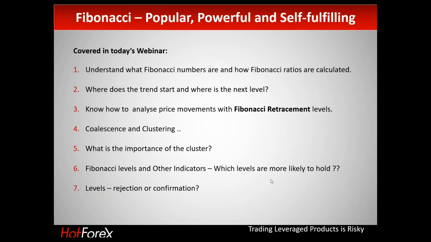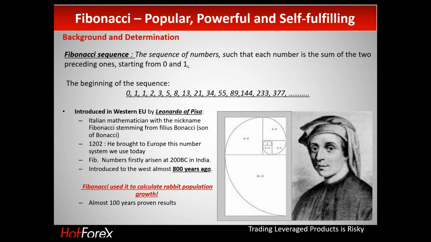So this is what we're going to cover today: understanding what the Fibonacci numbers are, the ratios, where does the trend start, and where is the next level, how to analyze the price movement with the Fibonacci retracement. The coalescence and the clustering, what is the importance of the cluster, Fibonacci levels, Fibonacci expansions, rejection levels, confirmation levels, and so on. It sounds like a lot, but it's not. Once you understand the Fibonacci, it's like riding a bicycle. So don't worry about it.